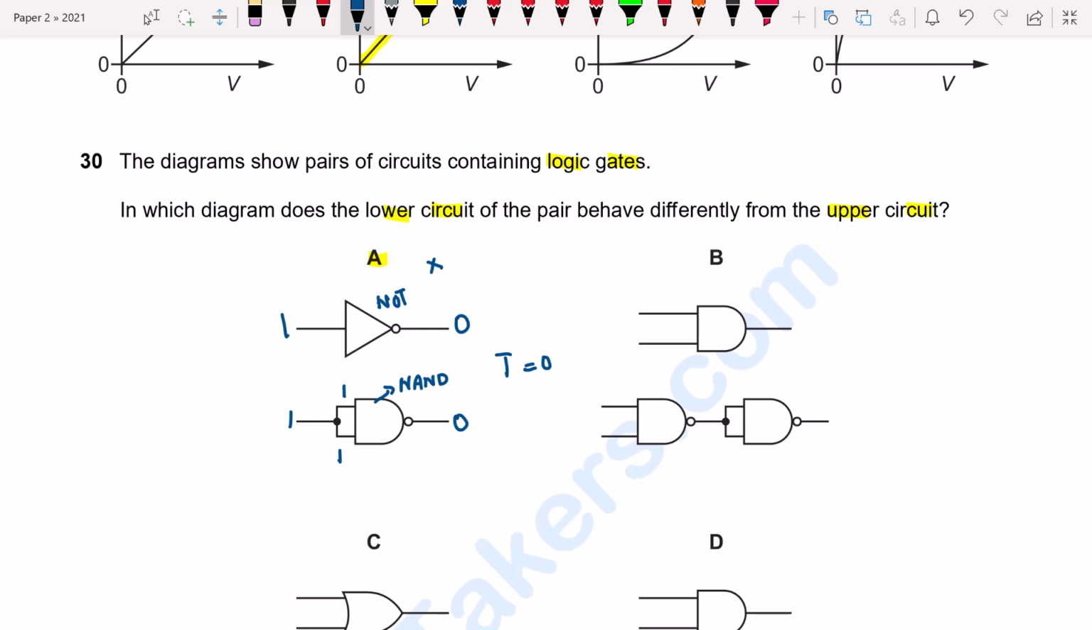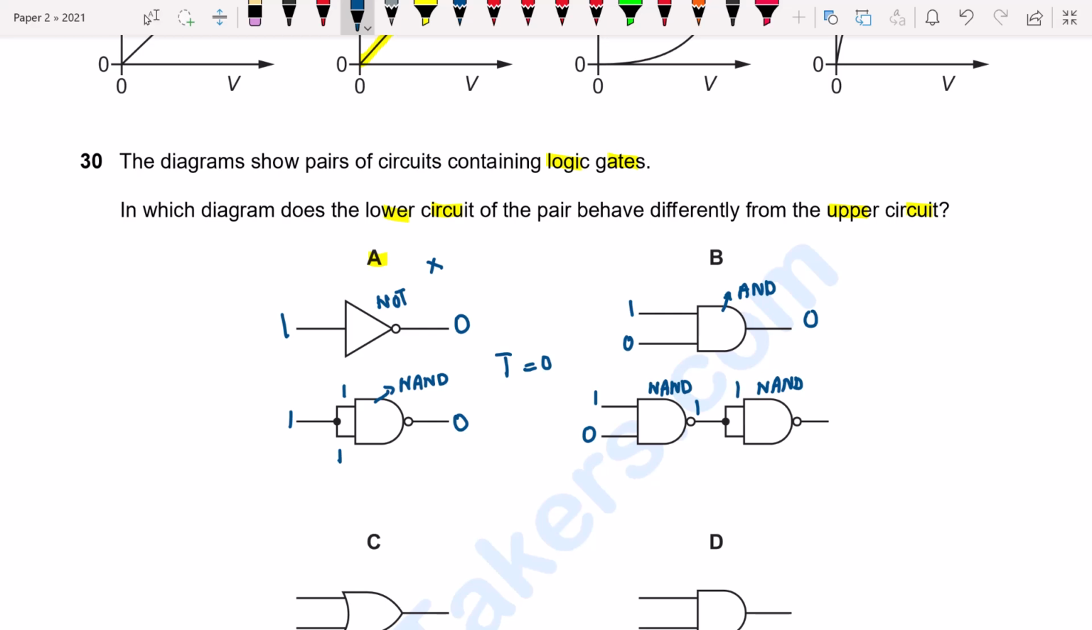Now we check option B. Here this is an AND gate. If I consider input 1 and 0, the output will be 0 because here one input is low. In the second circuit, again there is a NAND gate. There is also a NAND gate. I consider input 1 and 0. 1 and 0, when applying the AND gate, it changes into 0. And by the application of the NOT gate, it changes into 1. So there will be 1 output.